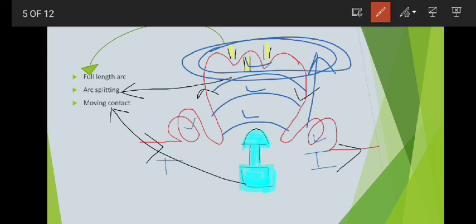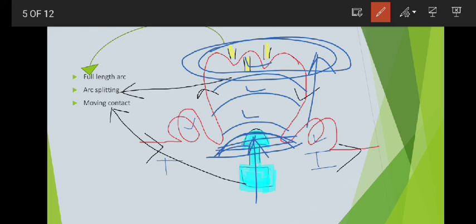So our arc will be split. It moves the arc into the chute, where the arc is lengthened, cooled, and extinguished accordingly by the moving contact. Here force will be given to this region only. This is the short region, so there is maximum chance to produce arc and ionize the gases. By ionizing the gases, the current will move easily.